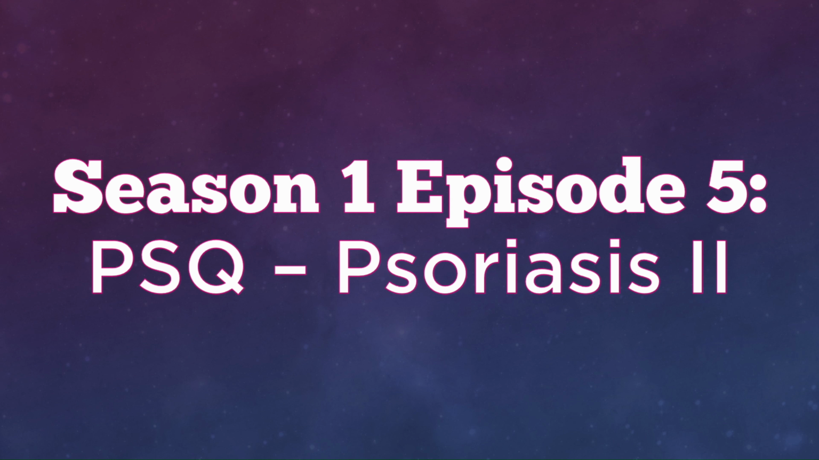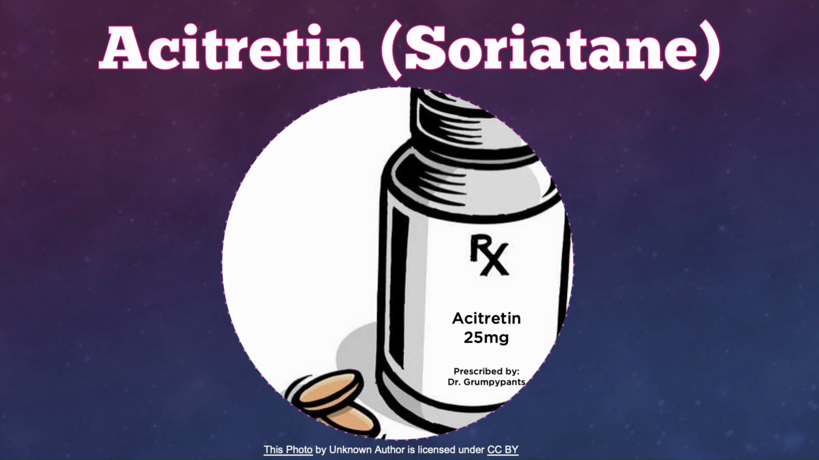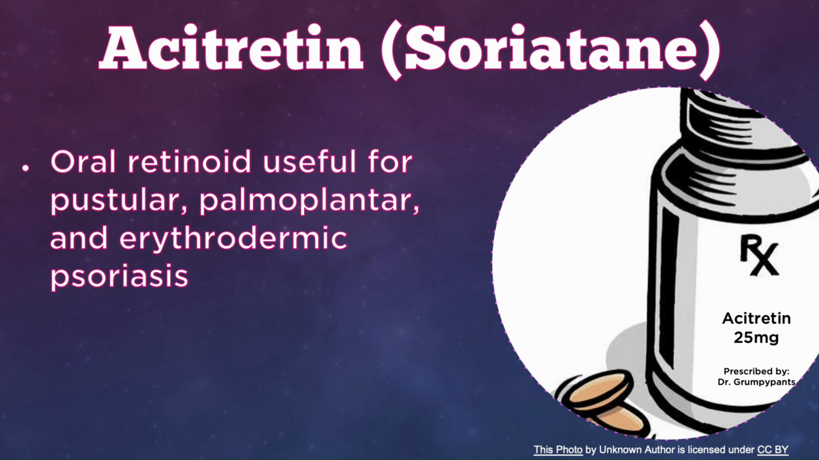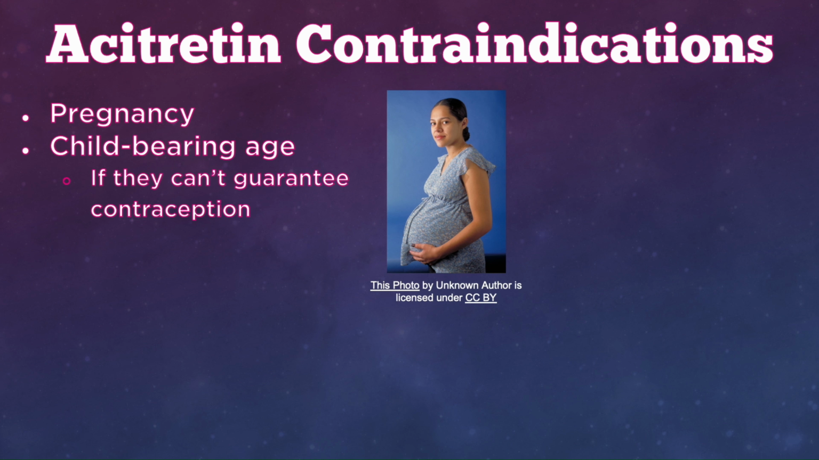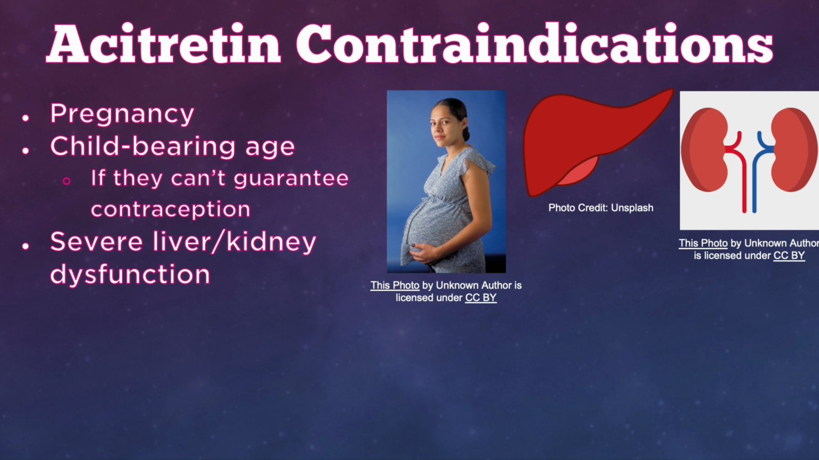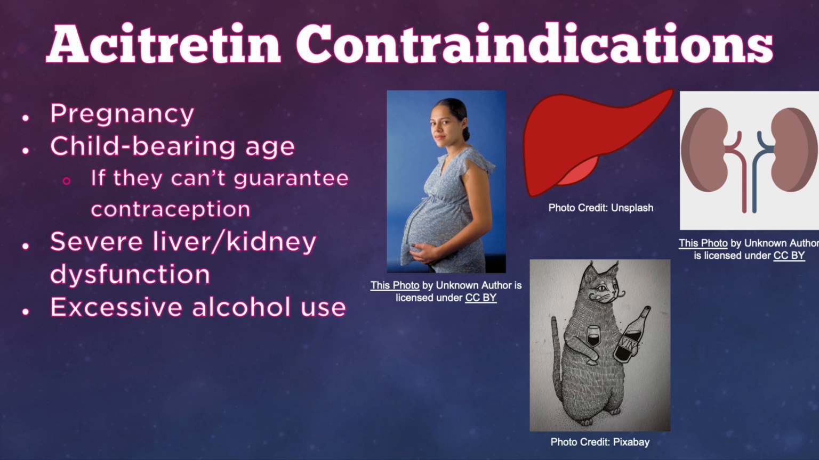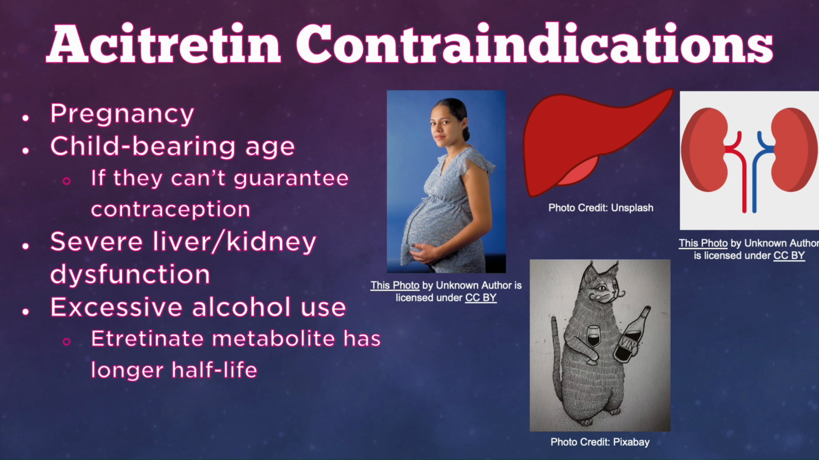Acitretin and Apremilast. Acitretin, aka Soriatane, is an oral retinoid that is usually used for severe psoriasis cases and is especially useful for pustular, palmoplantar, and erythrodermic psoriasis patients. It is dosed at 25 to 50 milligrams per day. Acitretin is contraindicated in pregnant patients or those of childbearing age who can't guarantee contraception, along with severe liver or kidney dysfunction and excessive alcohol use, because alcohol converts acitretin to etretinate, which has a much longer half-life and stays in the body for up to 3 years.